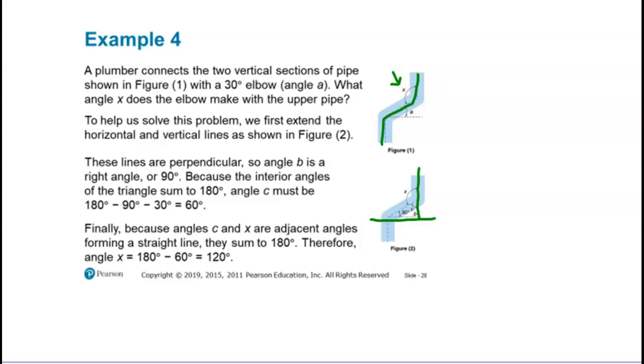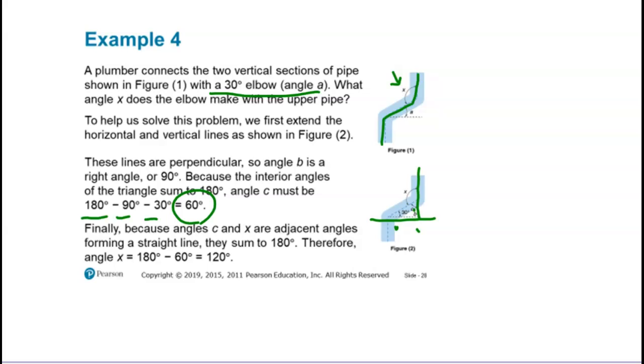Now, when we do that, we come up with a right angle, angle B. Because we know that angle B is a right angle, and angle A is the 30-degree elbow up here, and we know that a triangle is 180 degrees total, then 180 degrees minus our 90-degree angle minus our 30-degree angle means that C, right up here, is going to be a 60-degree angle.